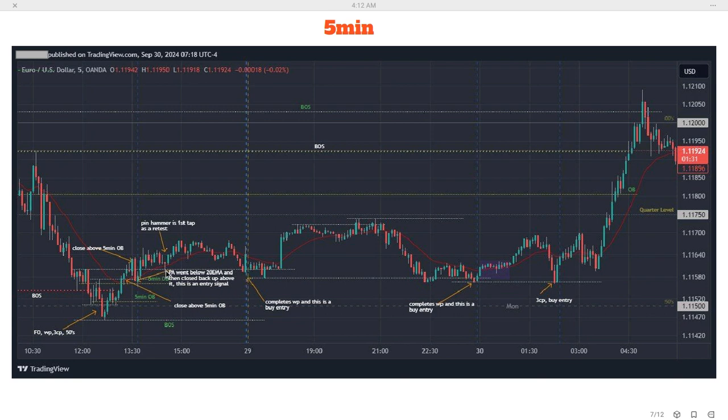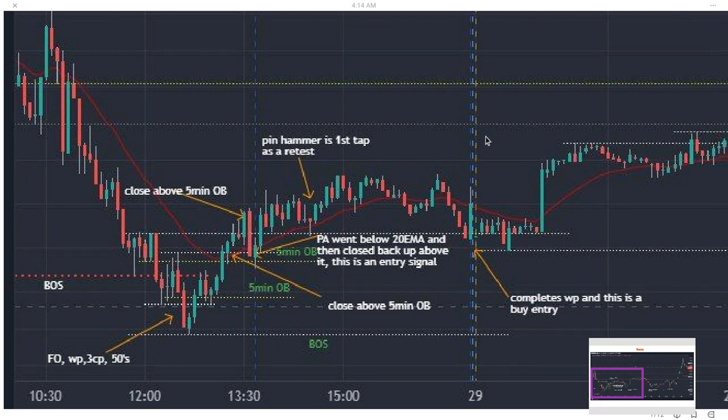Because the first touch is here, this pin hammer, price goes up, comes back down. A second touch right here, then this is where I would enter buys when this bullish candle closes. Now obviously here I'm not on the screen because I'm sleeping. I usually trade the London session and the New York session. So here we have a closer look just to see what was happening.